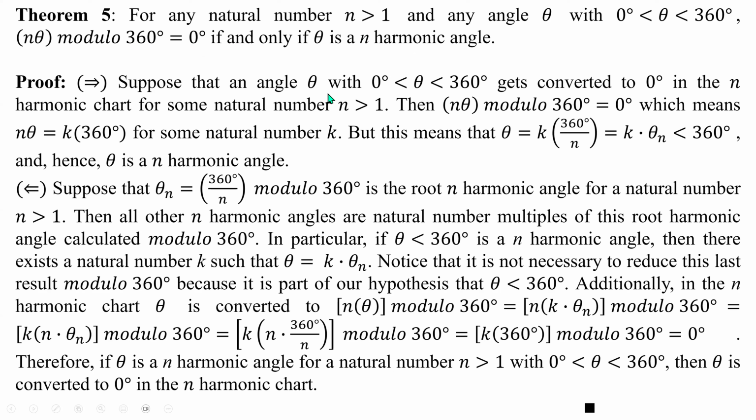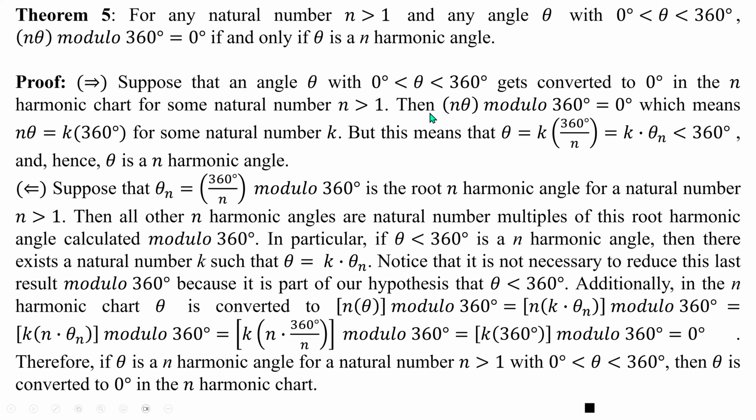So suppose that an angle theta with 0 degrees less than theta less than 360 degrees gets converted to 0 degrees in the n-harmonic chart for some natural number n greater than 1. We're taking n greater than 1 just to simplify things. If you take n equal to 1, then 360 degrees divided by 1 is 360 degrees, but modulo 360, that's just equal to 0 degrees. That's kind of a special case. So we're looking at what happens in general when n is greater than 1.